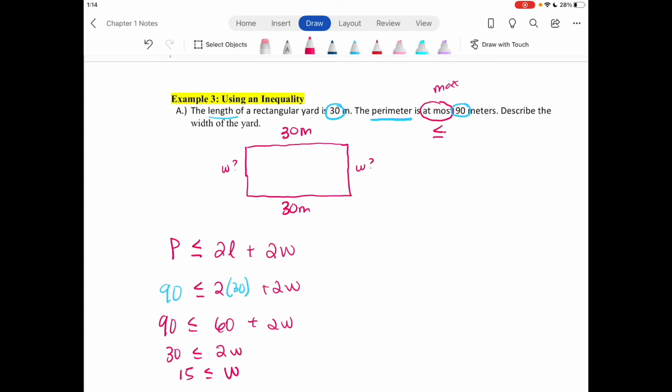Again, we have this written in kind of an odd notation because we're used to seeing the variable on the left-hand side. So we could flip this around. We can say the width is greater than or equal to 15. Notice how the big portion of our inequality symbol is facing towards the w, and when we flipped it around, it's still facing towards the w. So make sure when you flip the order of your inequality, you also flip the inequality symbol to match.